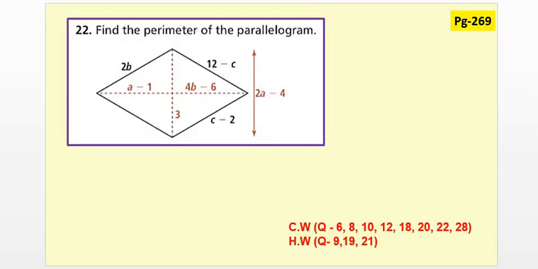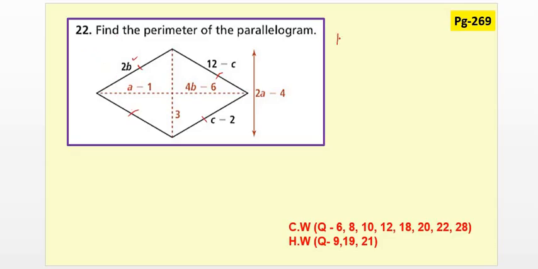In the next question, we have many variables involved. They are saying find the perimeter of the parallelogram. So to get the perimeter of this parallelogram, we need to find B so that we can see how long this line is. Then we need to find C to know how long this line segment is, right? Because the perimeter means to go around, how much distance is around this shape, or in simple words, if we add all these 4 sides, what will be the sum? That is called the perimeter.